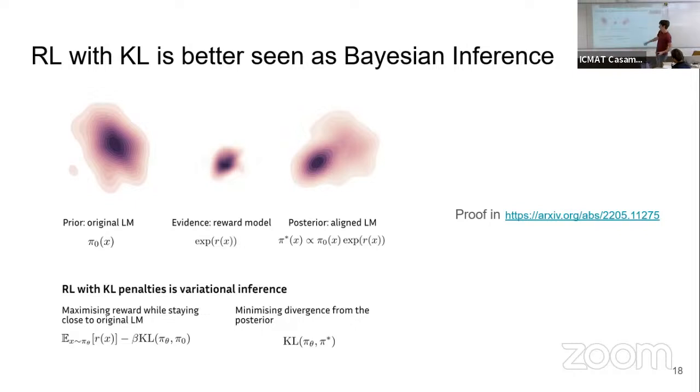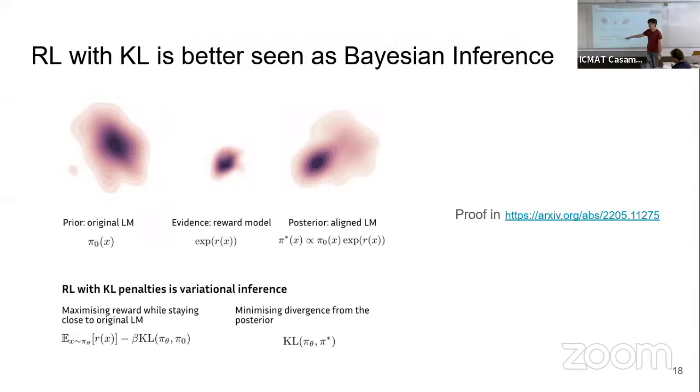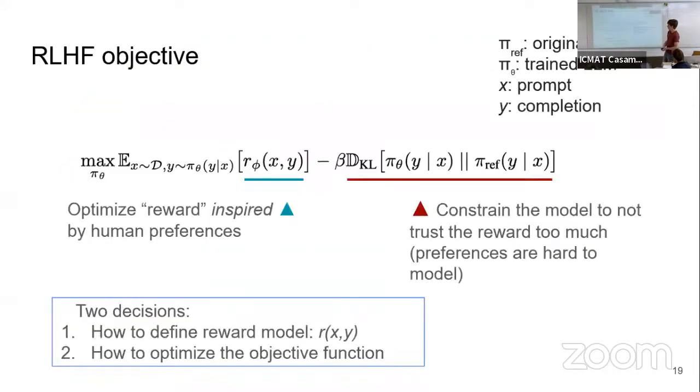So in the end, if you prefer this interpretation, what we are doing is we have our general language model and we are aligning it towards our reward model. We can solve these problems, they are equivalent. The proof is quite easy because it's just a few steps, so the paper is quite short and nice. Okay, so now let's go back to our original problem.